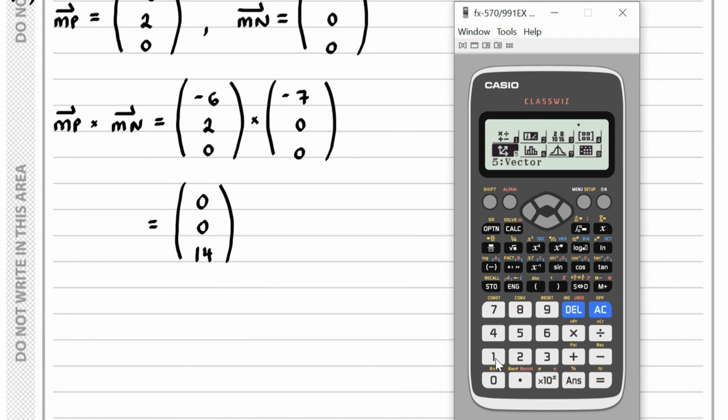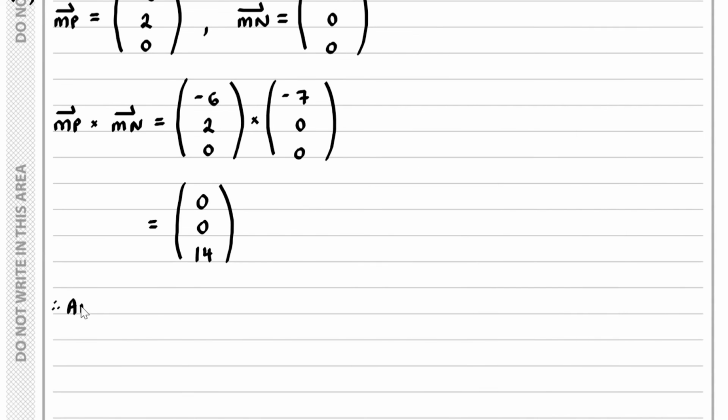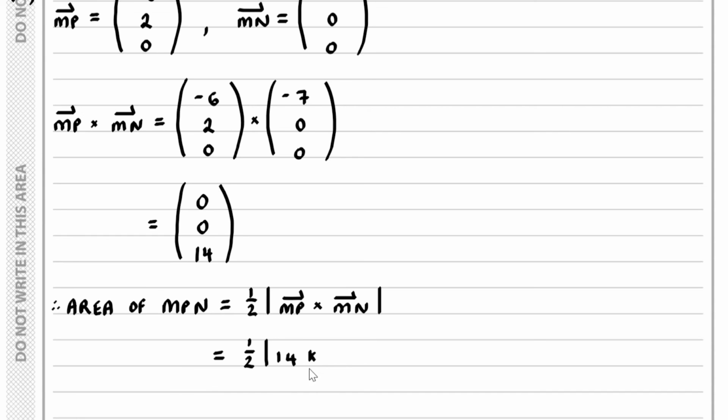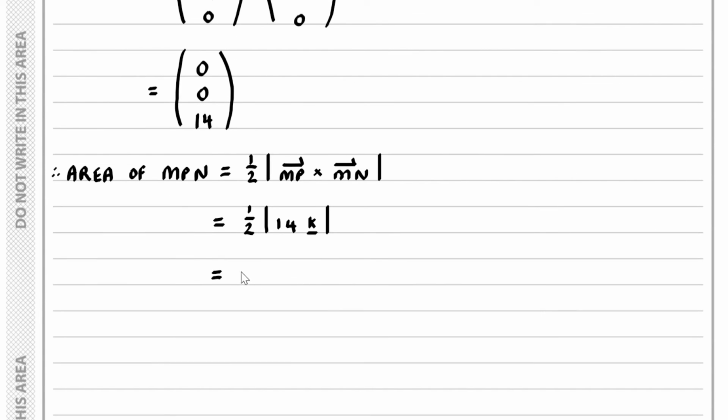and therefore what we can say, the area of MPN, that's equal to 1/2 multiplied by the magnitude of MP cross with MN, so we've got 1/2 cross with 14k, so the area in this case is 7 units squared.